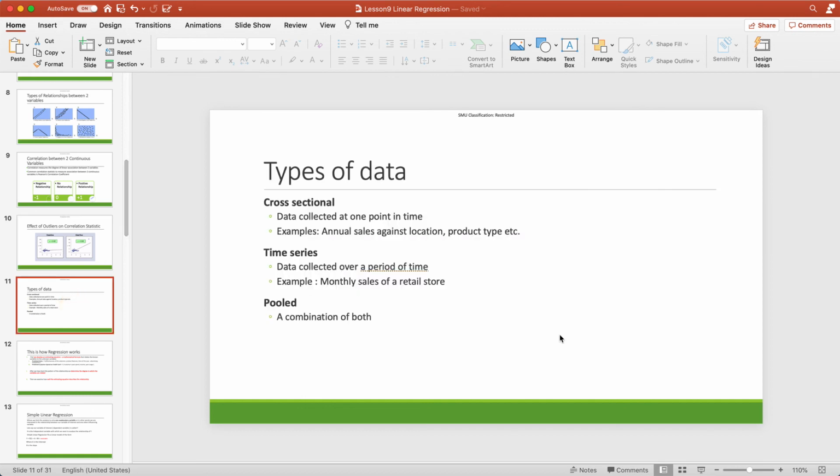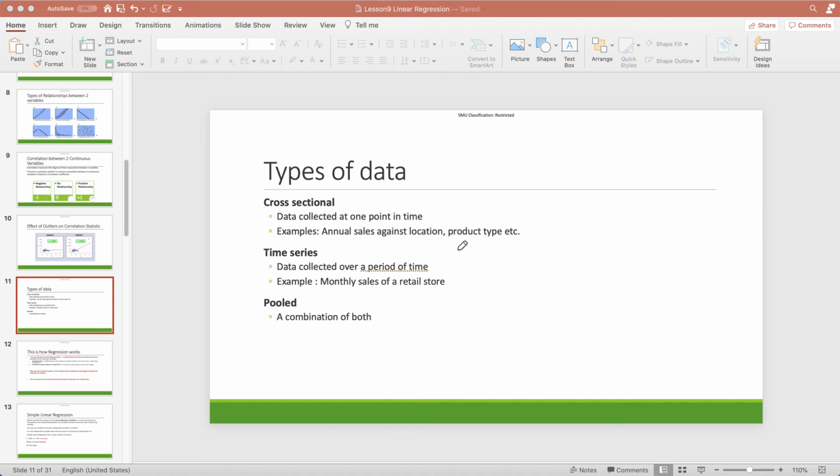Before I end this video, I want to talk about types of data on which we do regression analysis. So we often do analysis on what is known as pooled data. But before I come to the pooled data, let's understand what are the different types of data. So there is cross-sectional data and there is time series data. We have discussed this briefly in our EDA class as well.